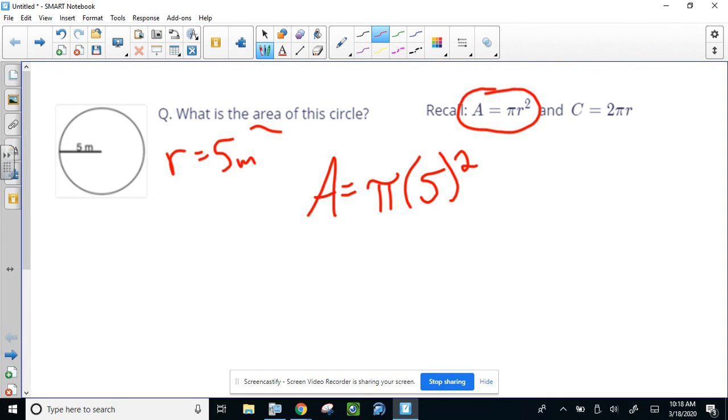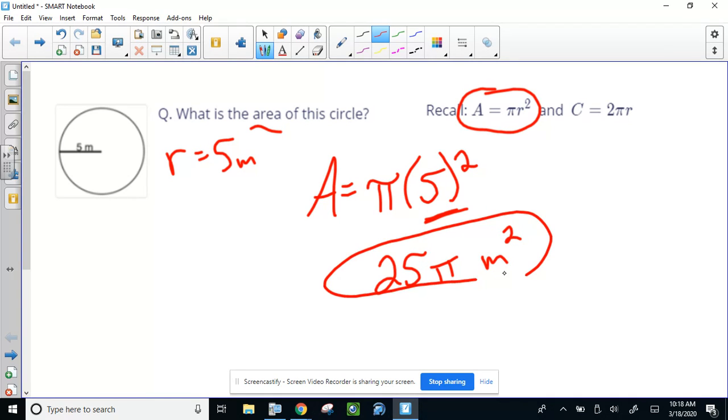Now in this, we're going to leave these things in exact terms. So really we're just going to do the 5 squared part, which will give us 25 pi. And it would be meters squared because it's area. And that would be your answer. So not too difficult there. If you know the radius, that's kind of the key to these problems. You have to know what the radius is.